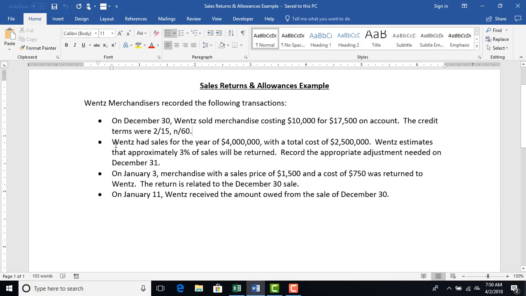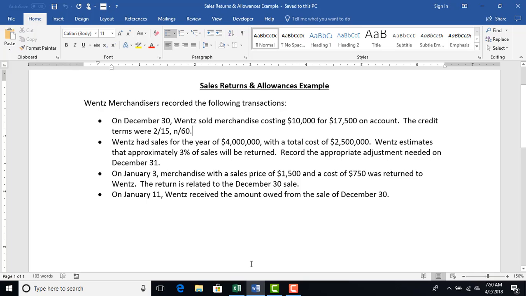The next transaction, on the next bullet I see, says Wentz had sales for the year of $4 million with a total cost of $2.5 million. It tells me that Wentz estimates that approximately 3% of sales will be returned. And it wants me to record the appropriate adjustment that I need to make on December 31st.